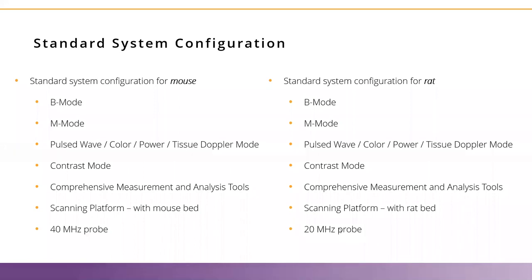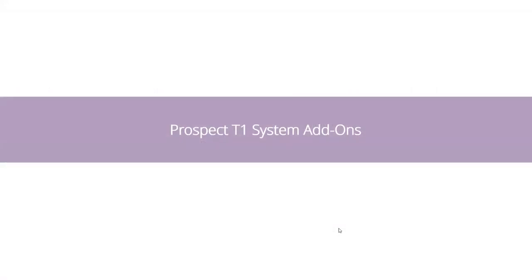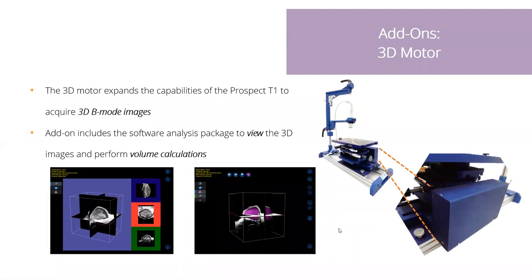There are a few things which are add-ons for this system, and so we'll take a second to talk about those different add-ons. One being a 3D motor. People doing cardiovascular imaging are not really going to use a 3D motor, but someone doing cancer imaging may have a main goal of measuring tumor volume.